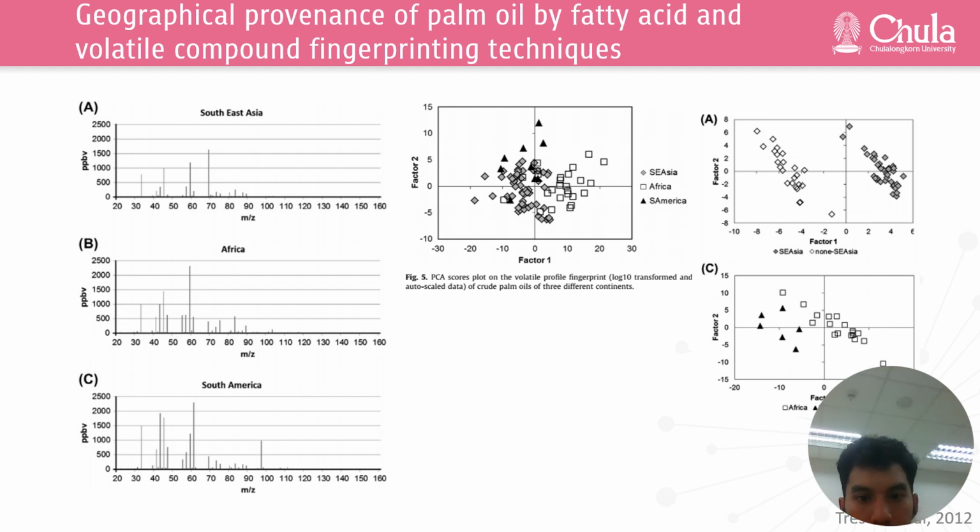The result is not quite as good as before for the fatty acid. So they did, you can say, a double layer here. They put Southeast Asia and non-Southeast Asia on the PLS-DA algorithm, and after that they could differentiate between the two. Then they put the non-Southeast Asia as Africa and America, and it showed a promising result on this one.